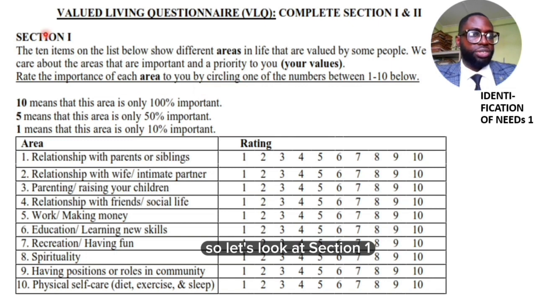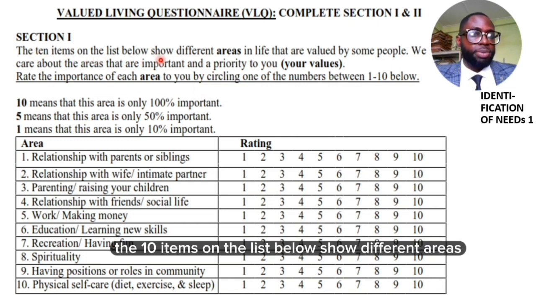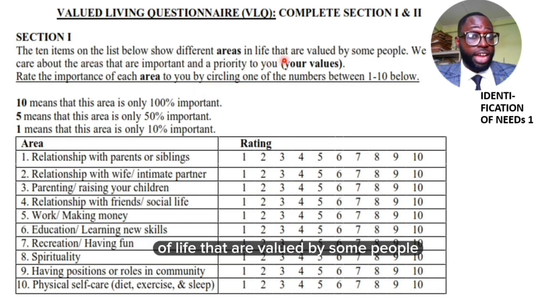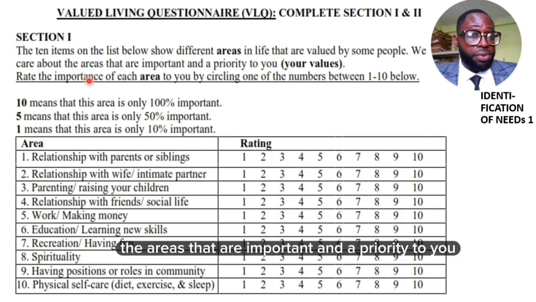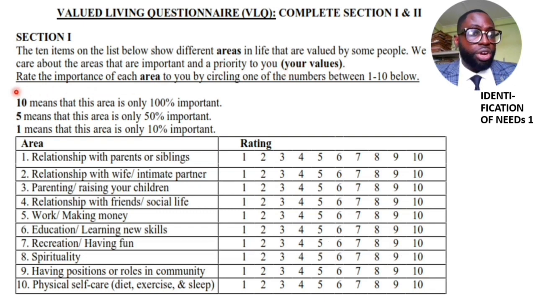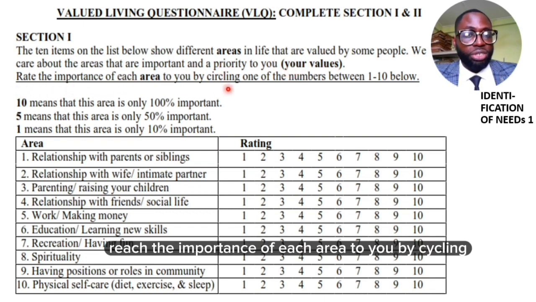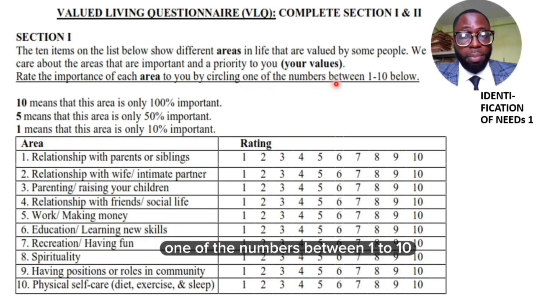So let's look at section 1. The 10 items on the list below show different areas of life that are valued by some people. We care about the areas that are important and a priority to you, your values. Rate the importance of each area to you by circling one of the numbers between 1 to 10 below.